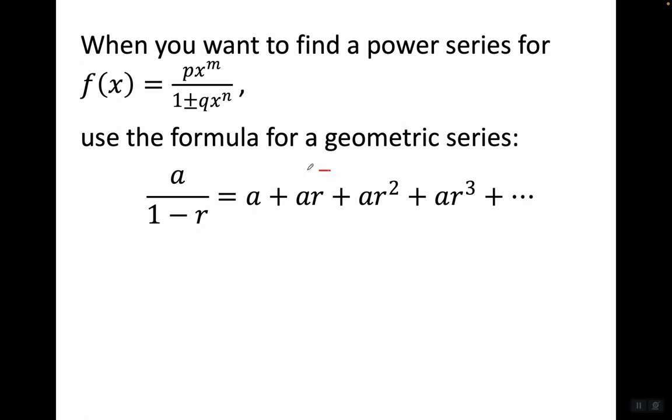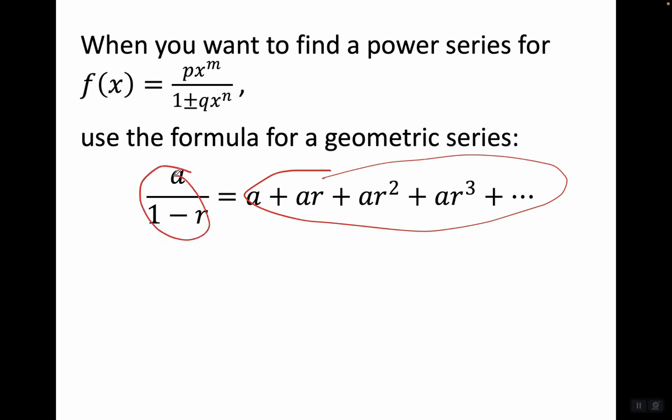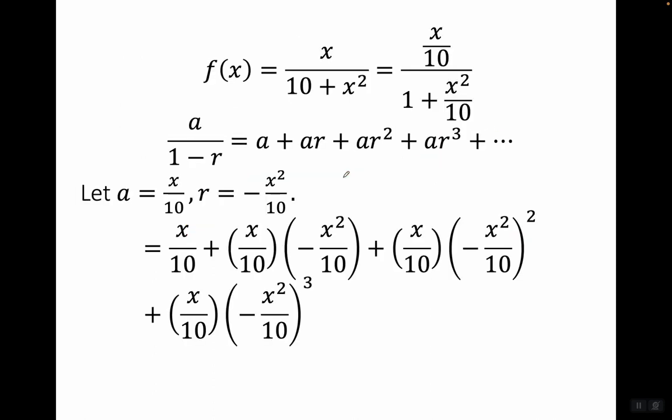Now, in Calculus 2, we started with the right side, and then we ended up with this left side as a way to sum the series. But in differential equations, you're going to begin with this side, and then you're going to use it to generate the series. So in this case, f of x equals x over 10 plus x squared. That's not going to cut it because we need this to be a 1 over here. We've got a 10 over here. So let's divide top and bottom by 10. We get x over 10 all over 1 plus x squared over 10. Okay, now we're good to go.